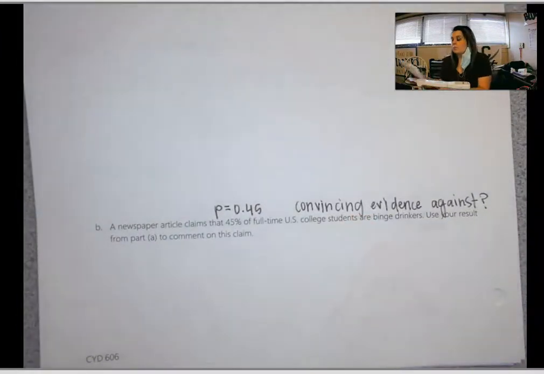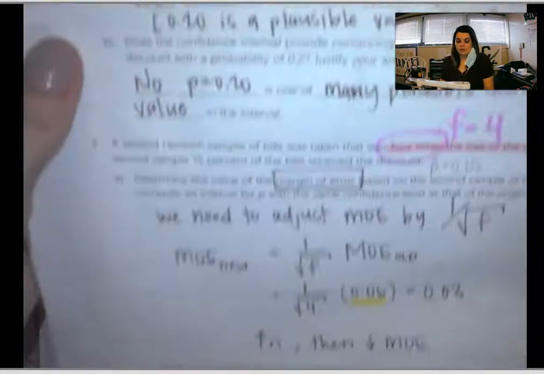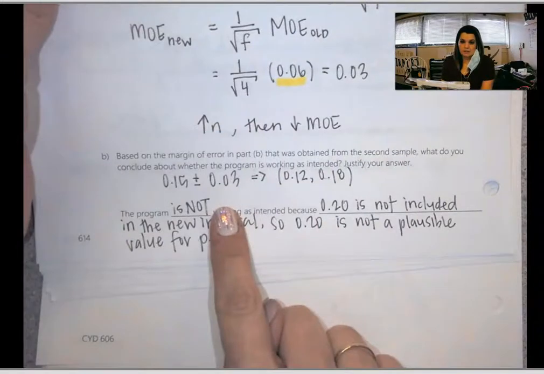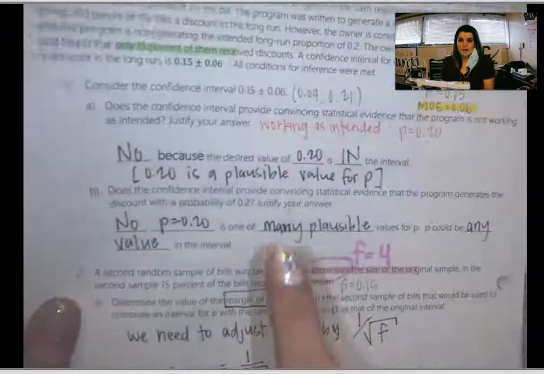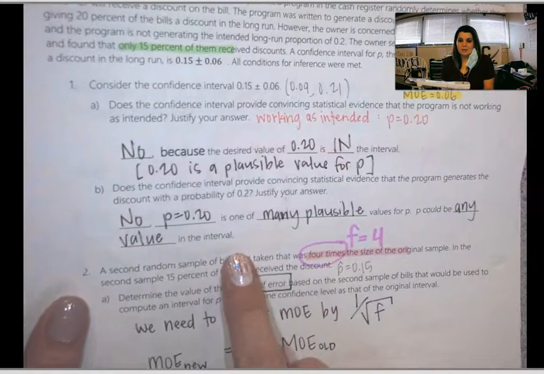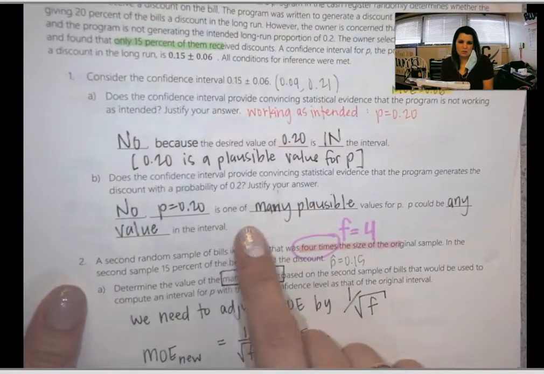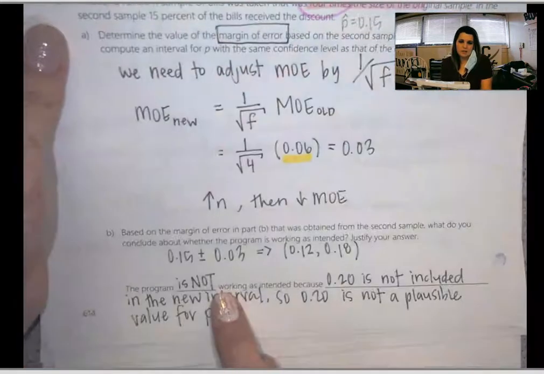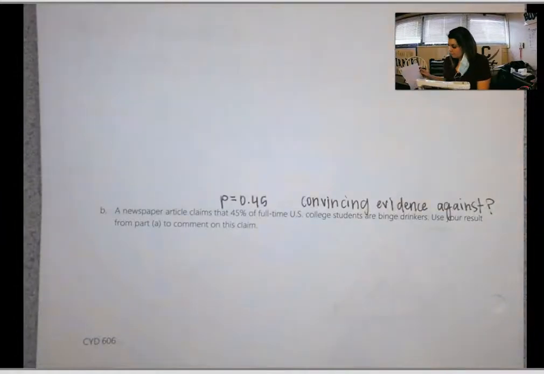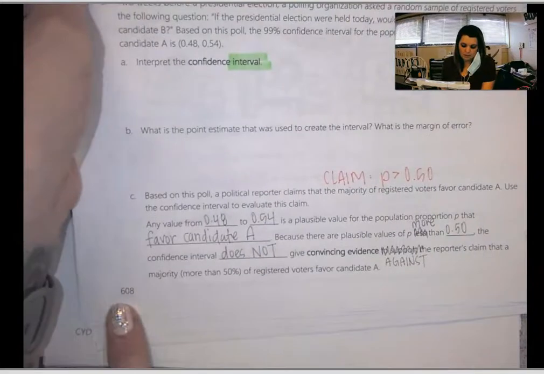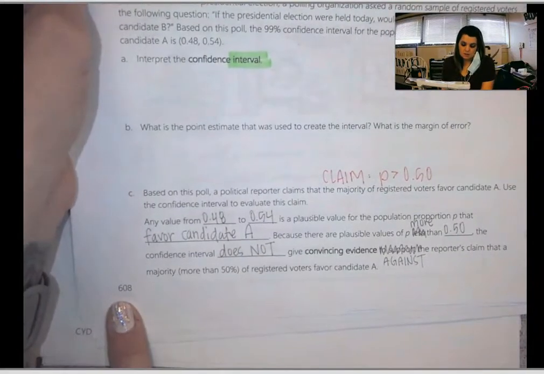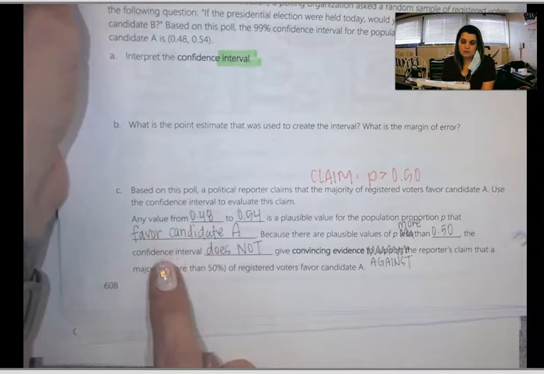But on B, you are doing this idea: do we have convincing evidence against the claim? So I guess this isn't really a good one either, because in these we're not saying if we have convincing evidence. So I apologize about that. Sorry, I just had the wrong page. It's page 608. So you want to follow the framework from page 608.